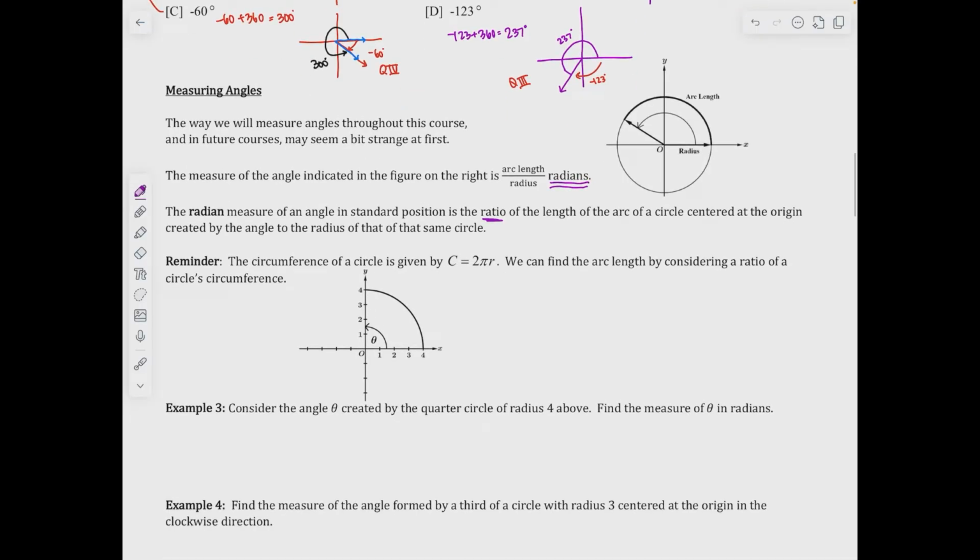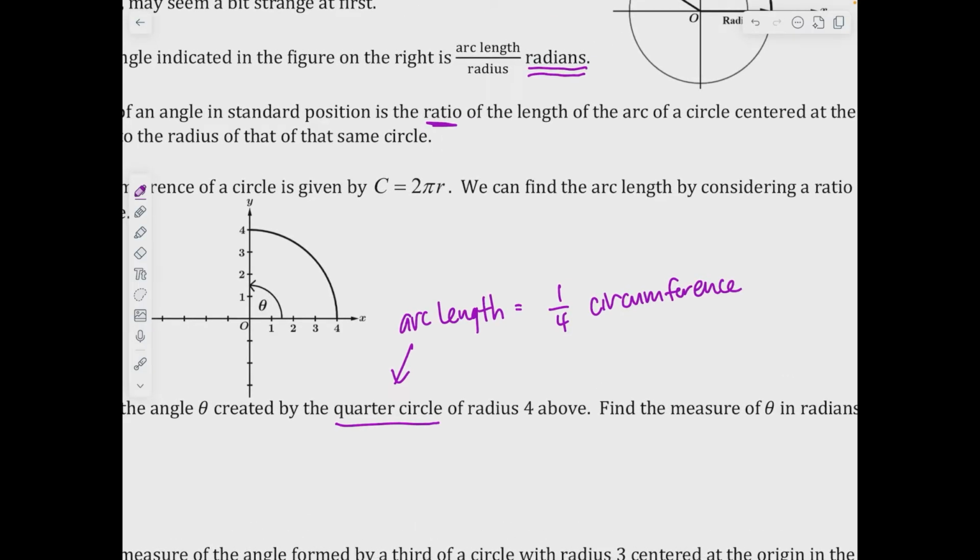So example number 3 here, it says consider the angle theta created by the quarter circle of radius 4 above. Find the measure of theta in radians. So what I have here, first of all, is a quarter circle. So if I want to find the arc length of a quarter circle, the arc length would be 1/4 of the circumference. Right? Because it's a quarter circle, you want a quarter of the circumference. Now, in this case, I am trying to find the angle measure between those two values there.